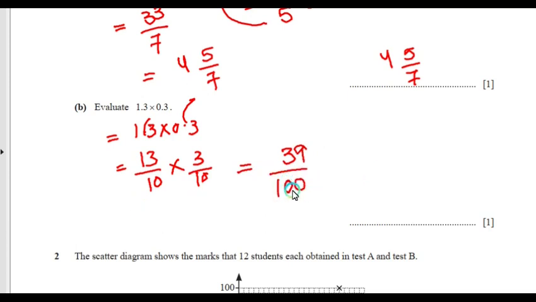So 100 has 2 zeros, so that's why the decimal should go 2 digits back, 1 and 2. So the answer will be 0.39. Got it? Okay.